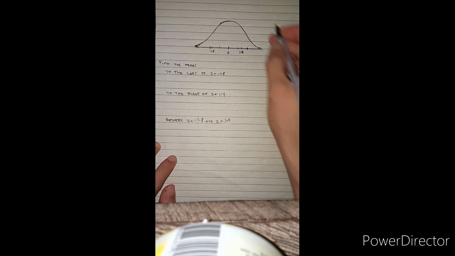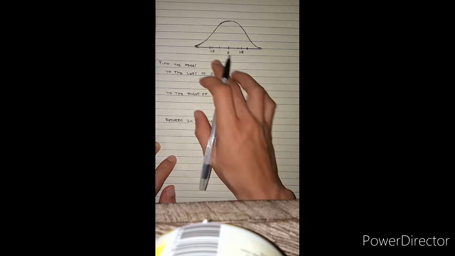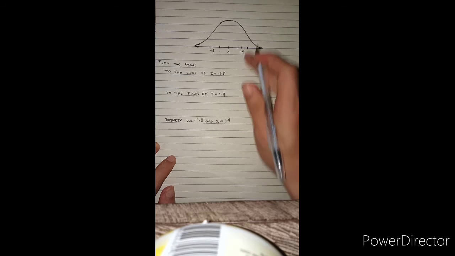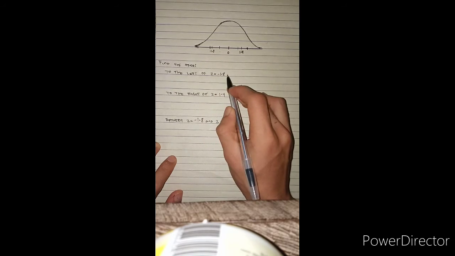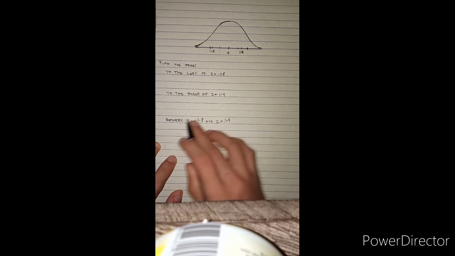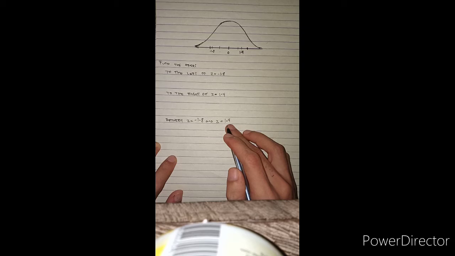For example, we have this graph of a standard normal curve given that z is equal to negative 1.8 and z is equal to 1.4. So we are meant to find the area to the left of z equal to negative 1.8, to the right of z equal to 1.4, and between z equal to negative 1.8 and z equal to 1.4. We also want to show how to shade the area that we are going to find.